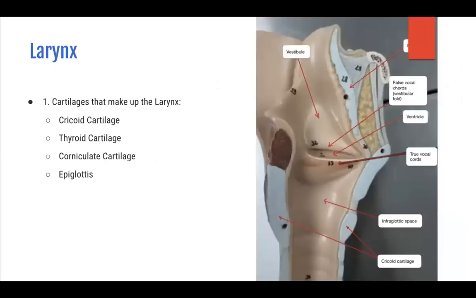Okay, moving on to the larynx. Very shortly, there are 4 cartilages that make up the larynx: the cricoid, the thyroid cartilage, the corniculate, and the epiglottis. You can see the cricoid cartilage right here, very clearly.